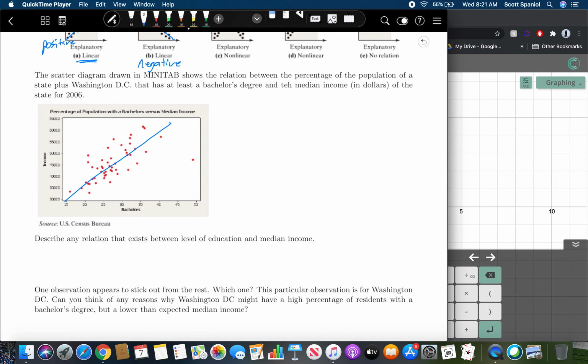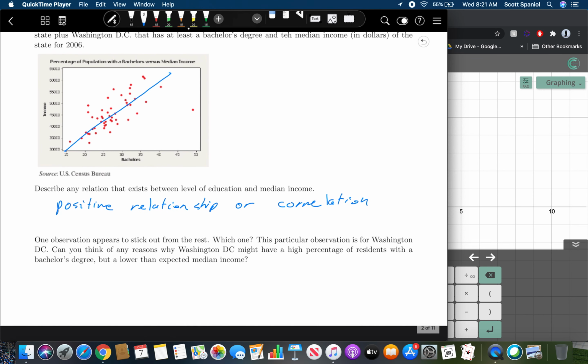They're scattered about it, but they all kind of follow a line that goes up and to the right. So it looks like there's some sort of positive relationship or correlation going on. There is over here, though, one outlier. That one observation that sticks out from the rest.